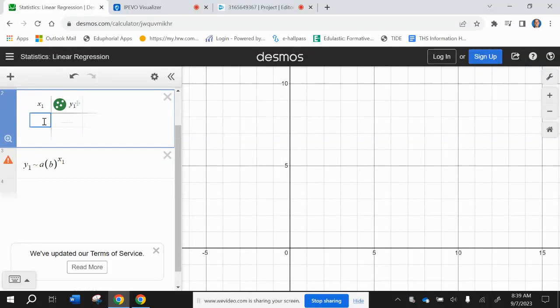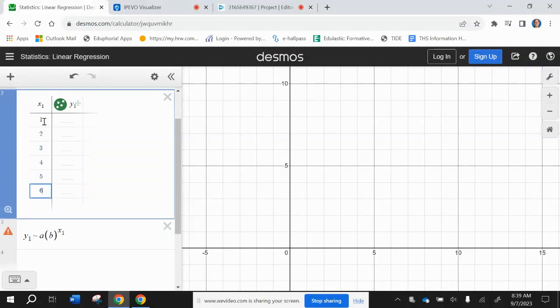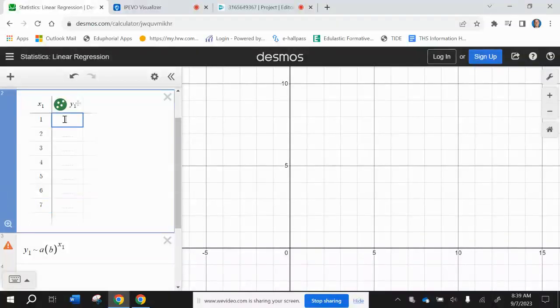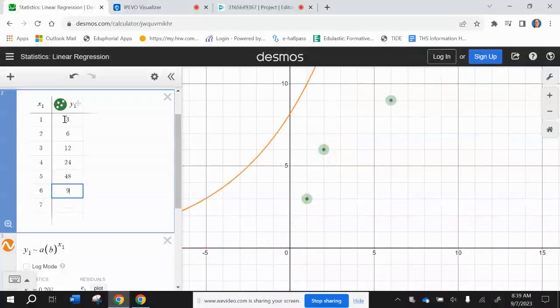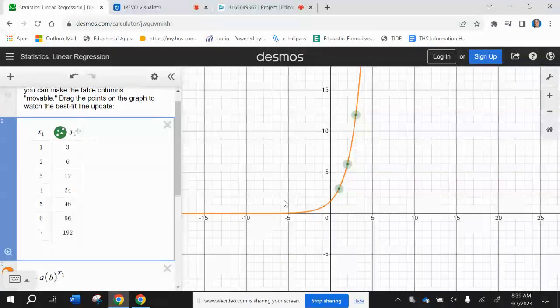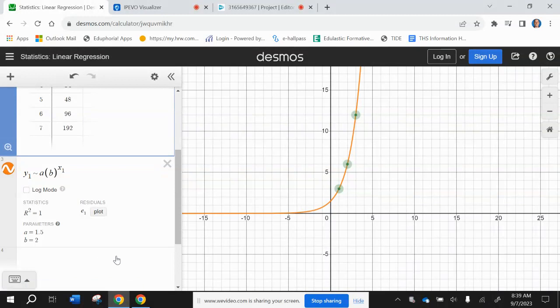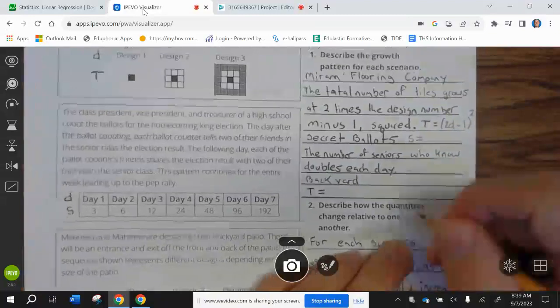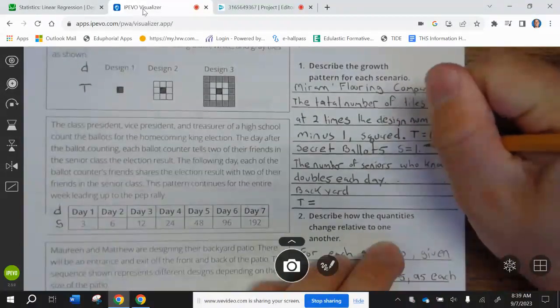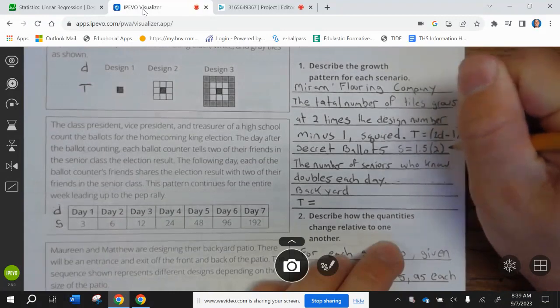Okay, so we've added data. You can see here that the graph matches the points. The r squared is 1, which means it's a perfect match. So our equation is s equals 1.5 times 2 to the d.